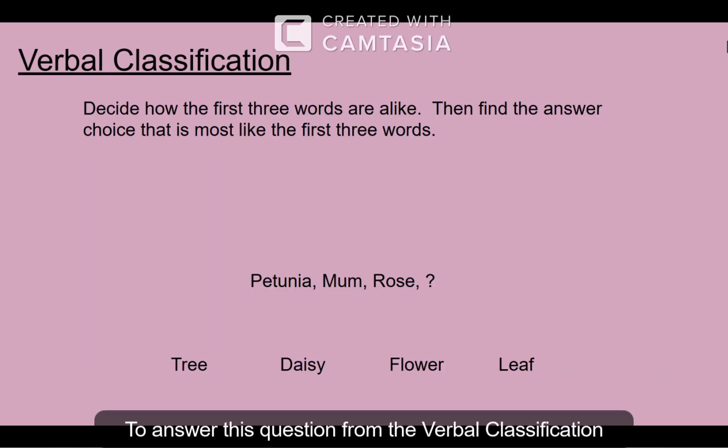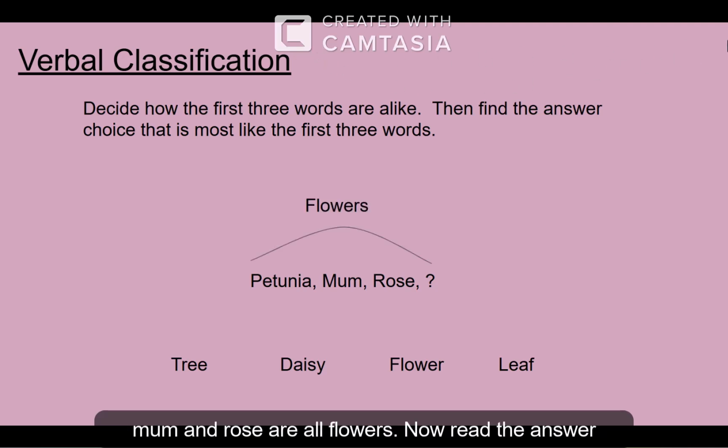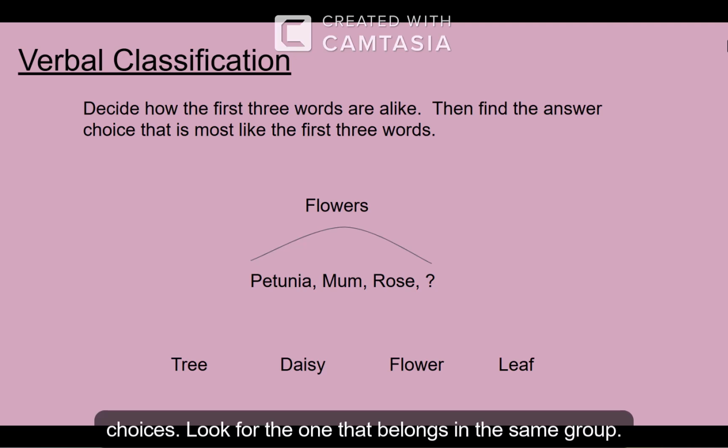To answer this question from the verbal classification section, first decide how the first three words are alike. Then find the answer choice that is most like the first three words. Think about how these three words are alike. Petunia, mum, and rose are all flowers. Now read the answer choices. Look for the one that belongs in the same group.